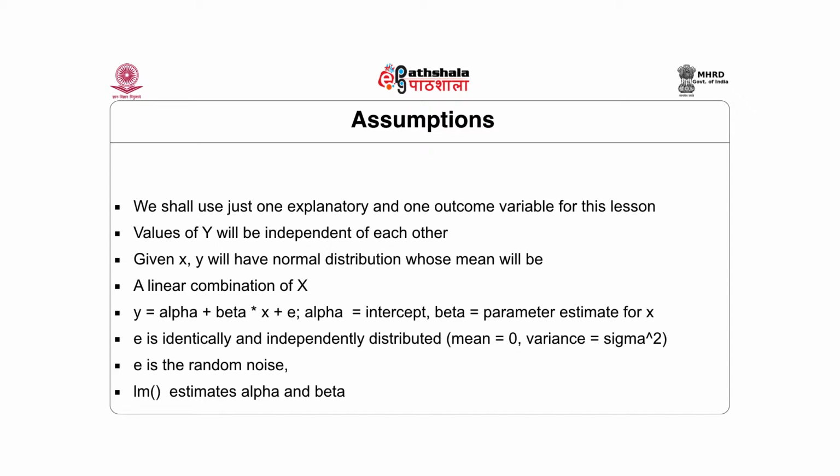If e, which is also referred to as residuals, can be seen to be varying with y, then there is a violation of these principles. And therefore e is often referred to as random noise. And the function lm actually estimates the alpha and the beta parameters.